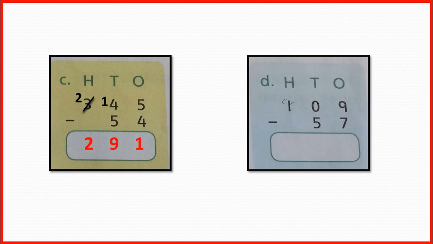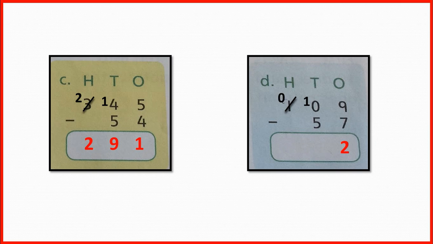Now let's do another question, which is part D. When 7 subtracts from 9, the number becomes 2. Now come to tens. Can we subtract 5 from 0? No, we need more tens to subtract 5 from 0. So we take 100 from the hundreds column and change it into 10 tens.